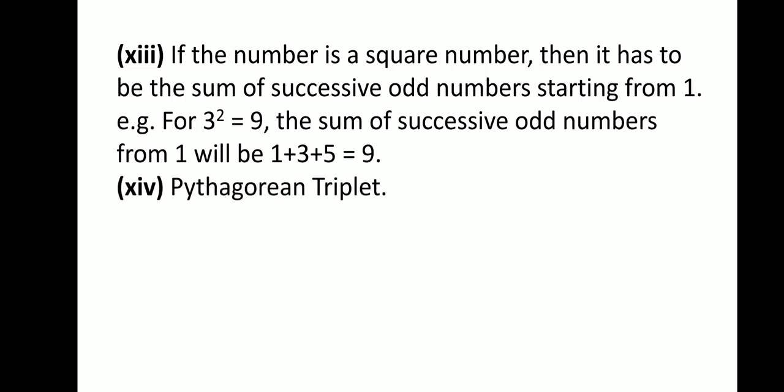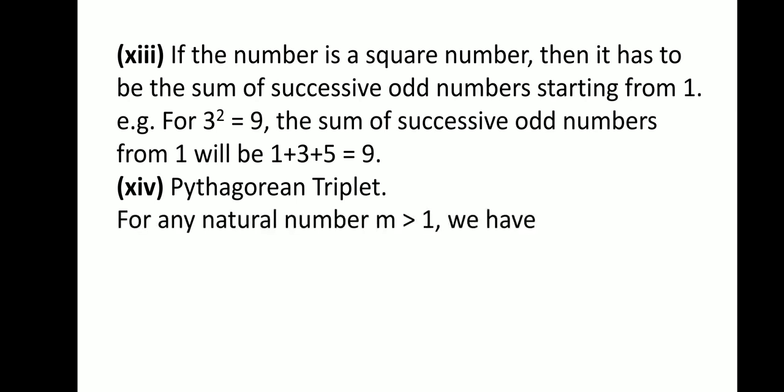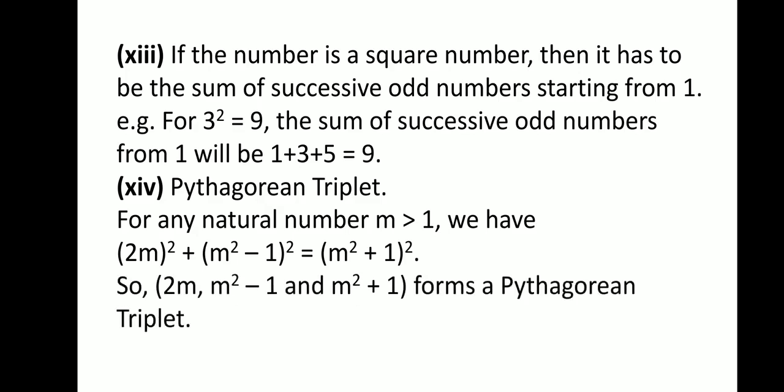Now, coming to Pythagorean triplet, this is a very important concept. Three natural numbers m, n and p are said to form a Pythagorean triplet if m square plus n square is equal to p square. That is, for any natural number m greater than 1, we have 2m whole square plus m square minus 1 whole square is equal to m square plus 1 whole square. So 2m, m square minus 1 and m square plus 1 form a Pythagorean triplet.